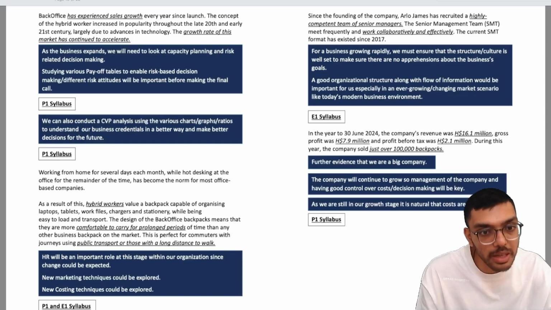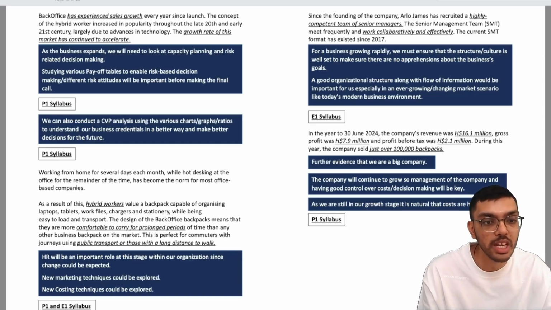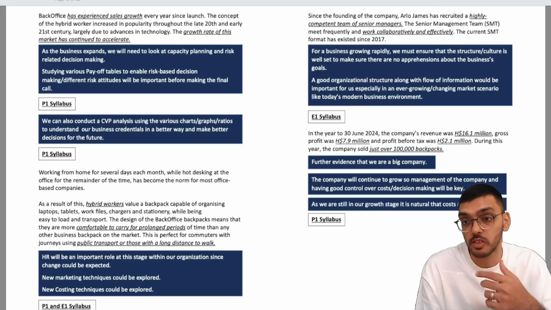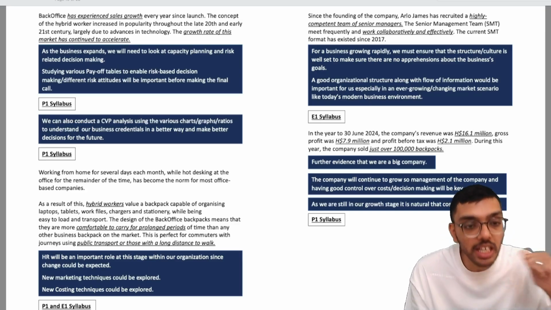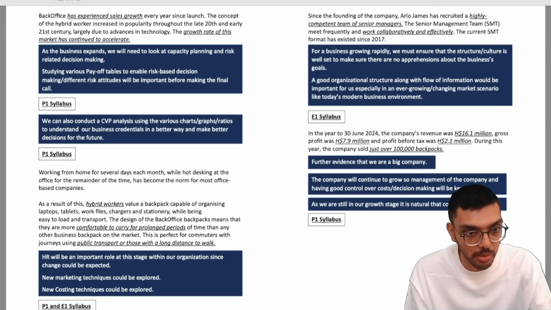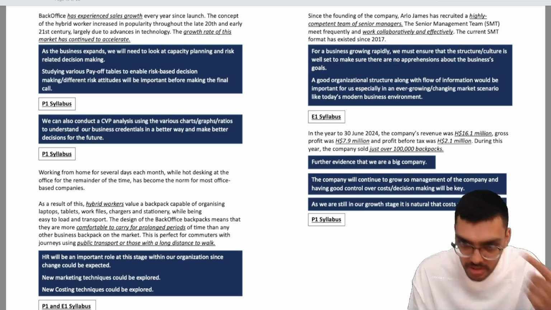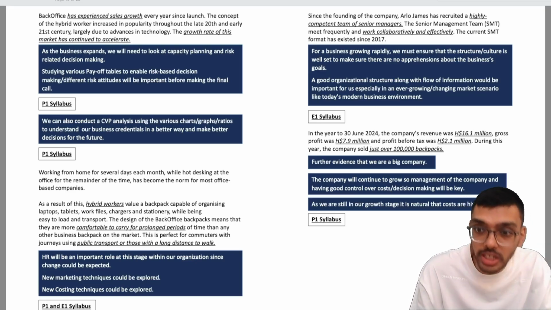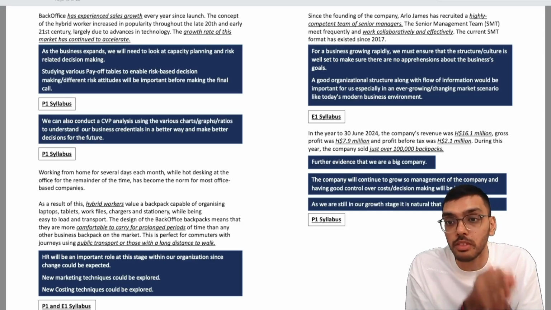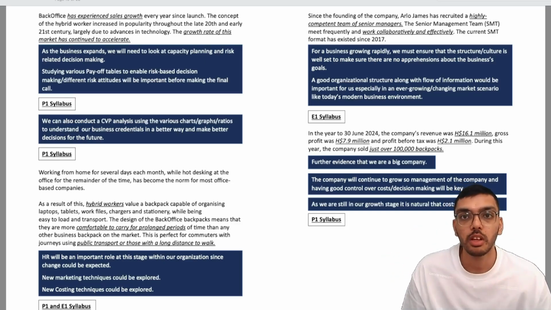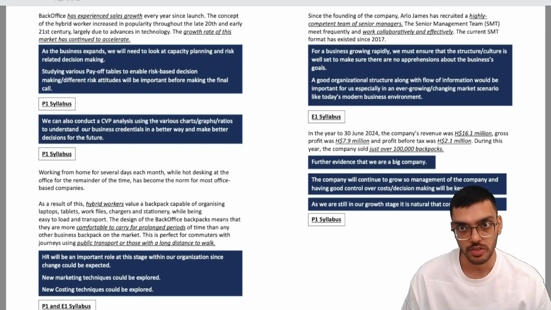Now, HR will be an important role at this stage within our organization, since change is going to be expected. Business is growing. New aspects will have to be added. So new marketing HR problems, E1 syllabus. New marketing techniques, E1 syllabus. New costing techniques, P1 syllabus, will be of major discussion because the business is on the rise. Since the founding of the company, Arlo James has recruited a highly competent team of senior managers.